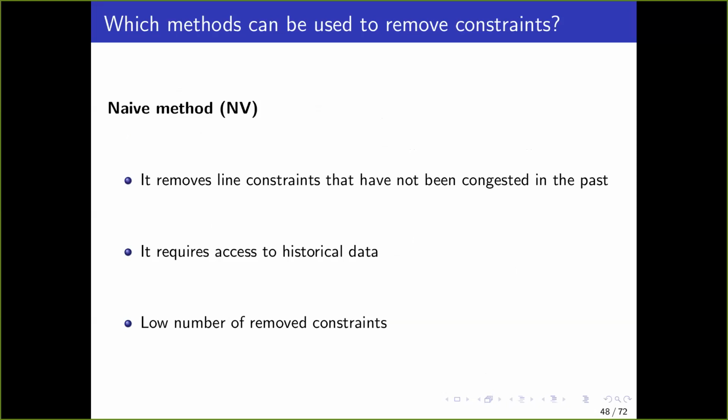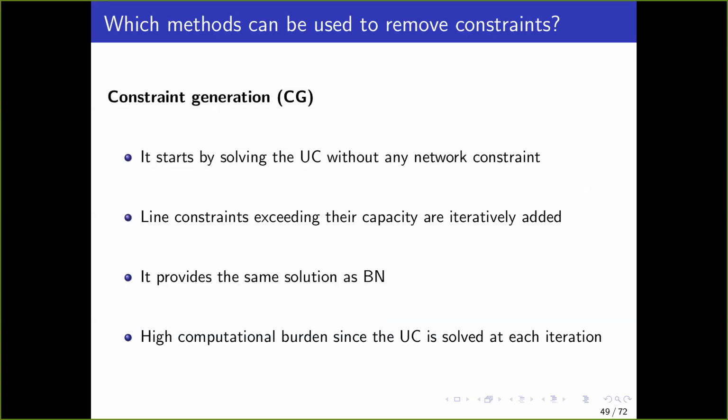Then we have the naive method. This is also very intuitive. It's just going to remove all line constraints that have not been congested in the past. So you have some historical data, and then line 36 has never been congested. So I guess it is not going to be congested in the future. And this is going probably to remove a very low number of constraints.